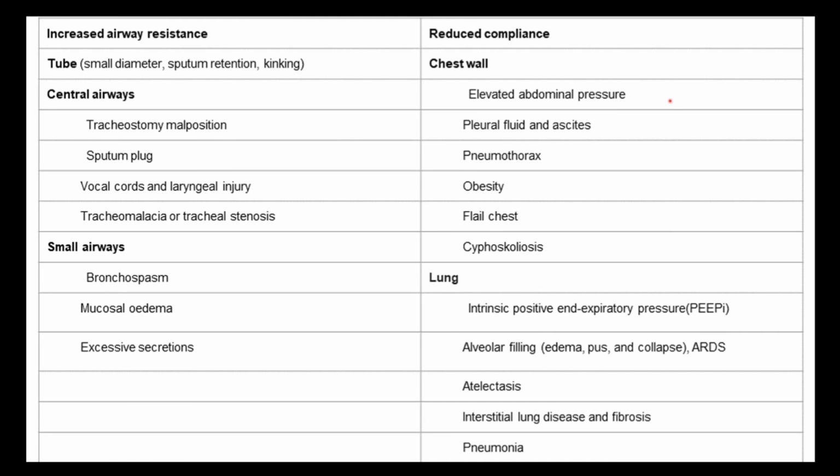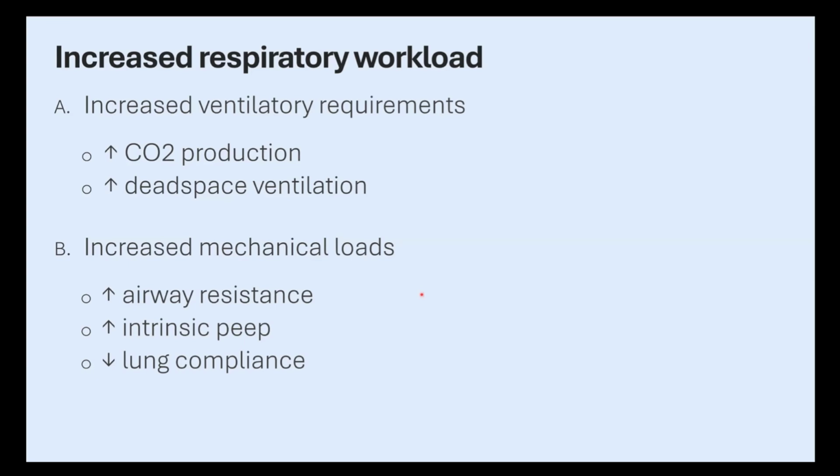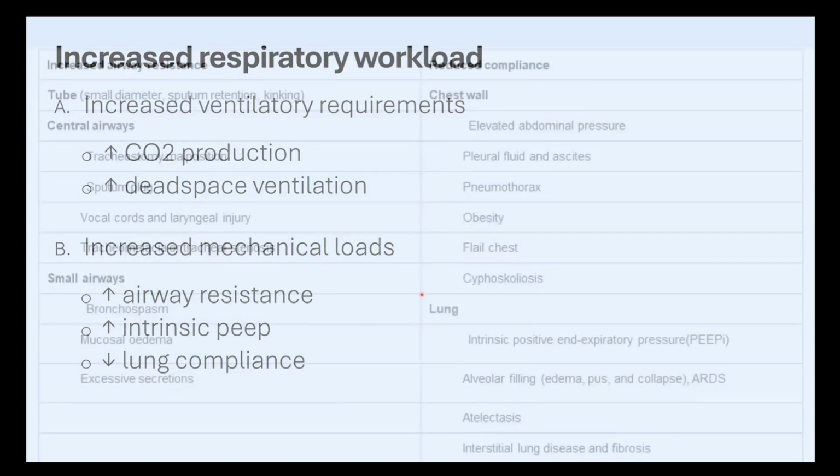So if your patient comes in with any abdominal pathology, even acute pancreatitis, or they have ascites or distension in the abdomen from other reasons, it can cause elevated intra-abdominal pressure and compromise ventilation. Other things like pleural effusion, pneumothorax, obesity, flail chest, and kyphoscoliosis will all contribute to that. The second component is the lung parenchyma itself, which causes reduced compliance. Most frequently it is ARDS and pneumonia. Okay, so that's the first part: whatever is causing the increased respiratory workload.